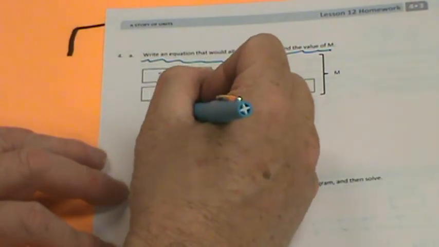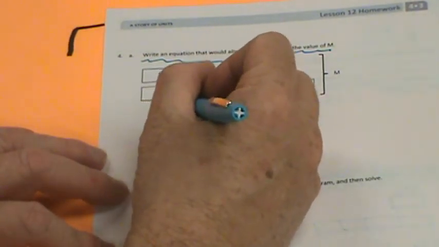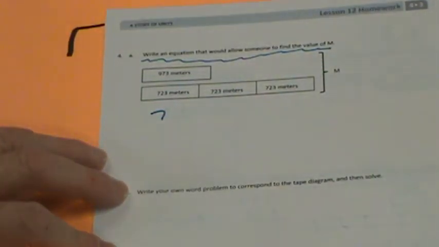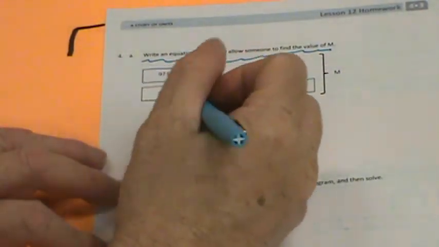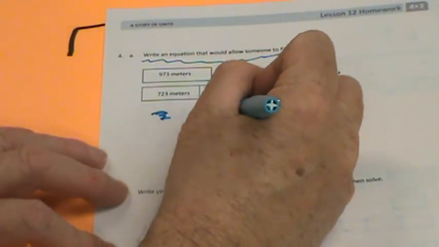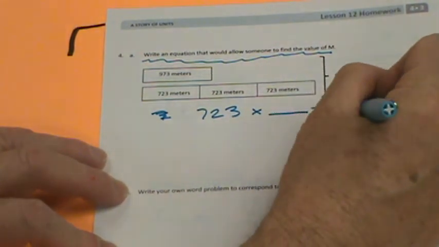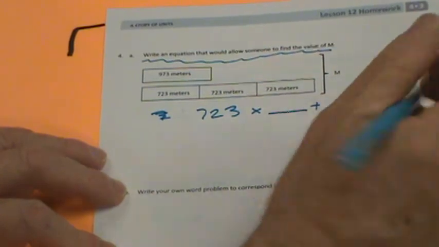So we would say 700, and, oh, excuse me, we need to figure out the whole thing here, all right? So we would say, just think about it, 723 times blank plus blank equals m.